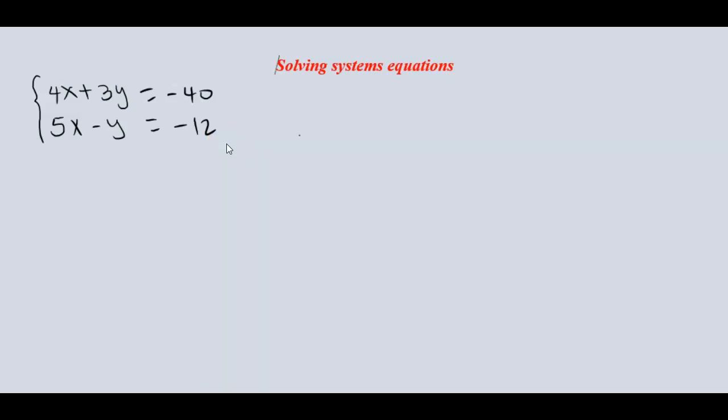So 5x minus y equals negative 12. To solve for y, we have to subtract 5x on both sides of the equation. Then 5x minus 5x is 0, and we have negative y equals negative 12 minus 5x. We cannot combine these two.